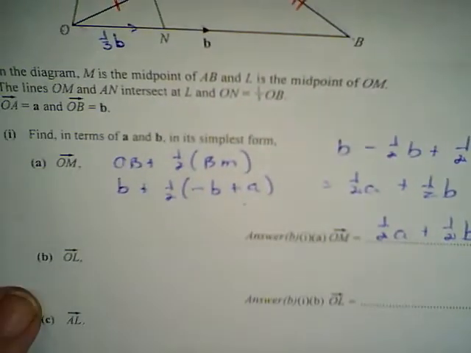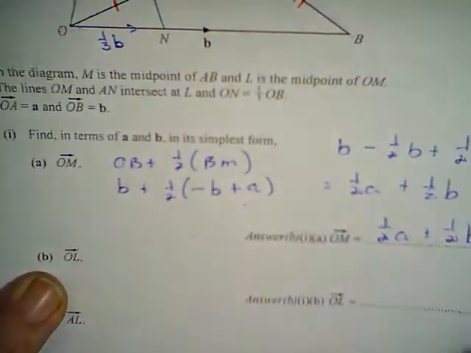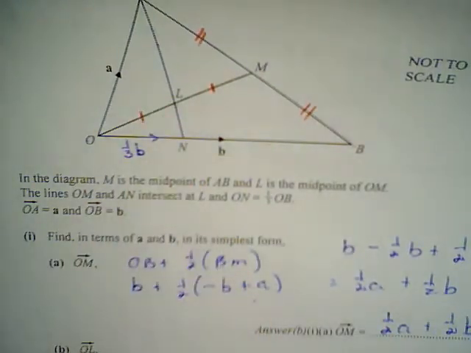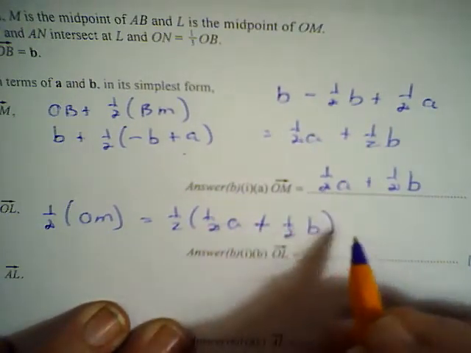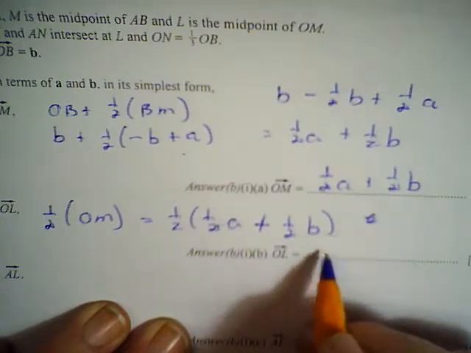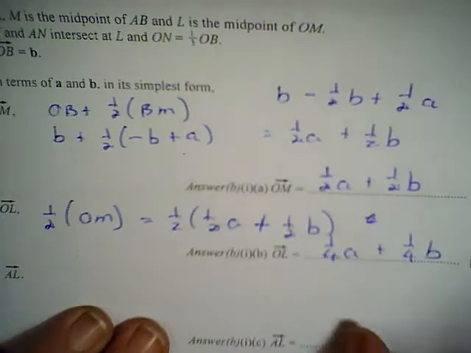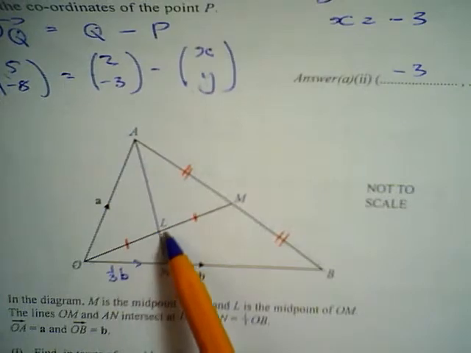Good. So now we need to find OL. OL we know is just a half of this distance. It's a half of OM because L is the midpoint of it. So that would give me a half of a half A plus a half B. That would give me a quarter A plus a quarter B. Okay, AL. I want to go from A to L.